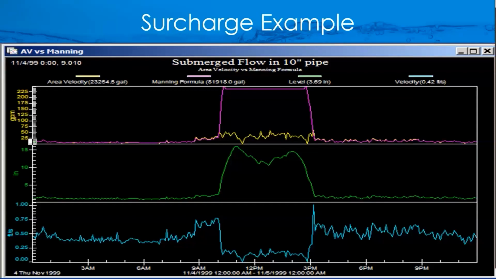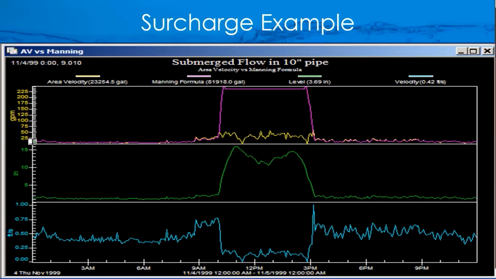So here's an example of that. This is a 10-inch pipe that was in surcharge, and we're using an area velocity sensor and a Manning's formula. We can see on this top graph, the flow rates are right on top of each other. It looks fantastic, but they had an event where the pipe started to surcharge because there's a blockage downstream. Level goes up. It was a 10-inch pipe. It went up to 15 inches, but the velocity dropped. Now with an area velocity sensor, it was able to look at the level and the velocity and continue to calculate a correct flow rate.